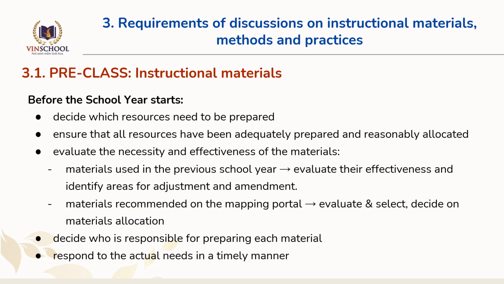When compiling a resource list, the necessity and effectiveness of the resource is central to our pre-selection consideration. If any material has been used since the previous school year, its effectiveness must be evaluated to identify areas for adjustment and amendment. In subjects whose curriculum has been systematized on the mapping portal, though useful resources have been recommended already, the decision on what to be selected and used must be made and agreed by all the faculty members. They should discuss to identify what resource is critical to the program implementation, what is suitable to their teaching contexts, what can be omitted, what should be supplemented, whether there are enough resources to allocate among teachers and classes, and how to allocate them, etc.